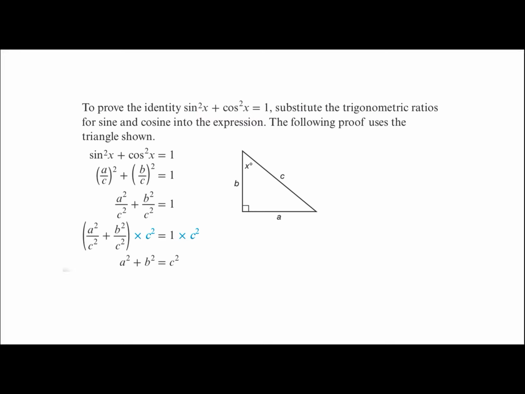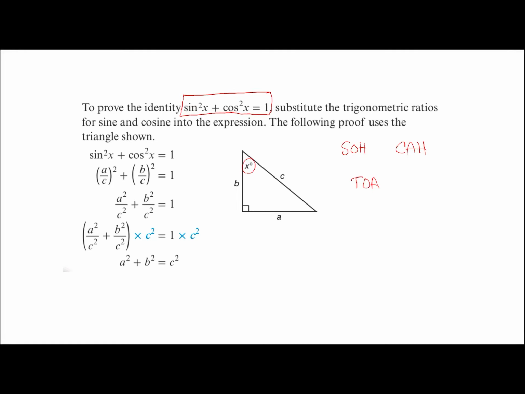In this first slide, all we're doing is proving why this identity works. They gave us a right triangle here, and we are going to take a look at this proof. Remember that we have SOHCAHTOA, in case you forgot over break, and we're going to be using that to substitute in for the sine and the cosine. We've got our angle x right here.